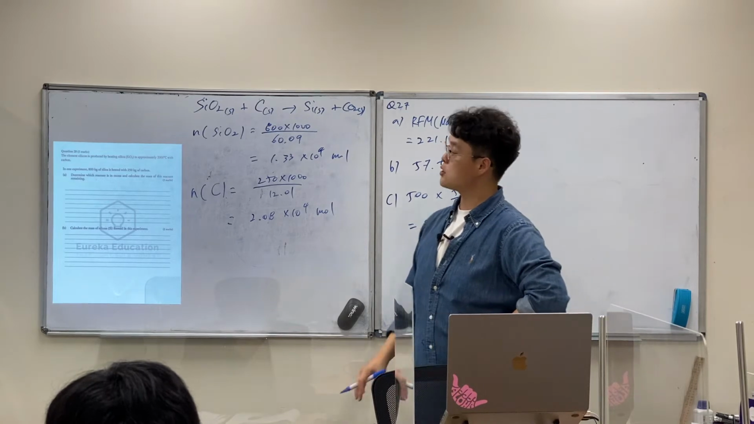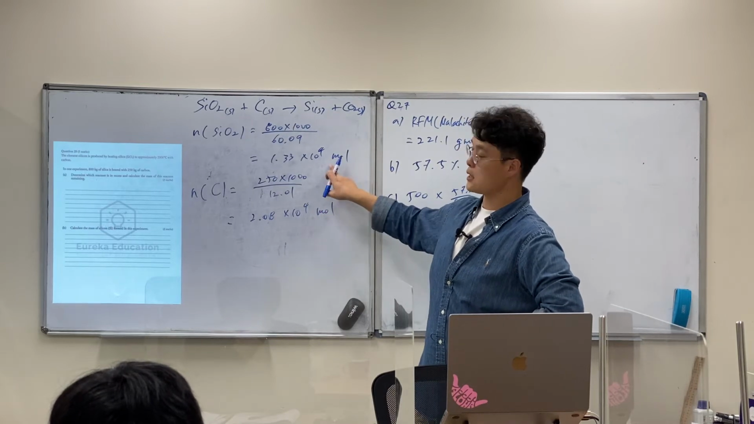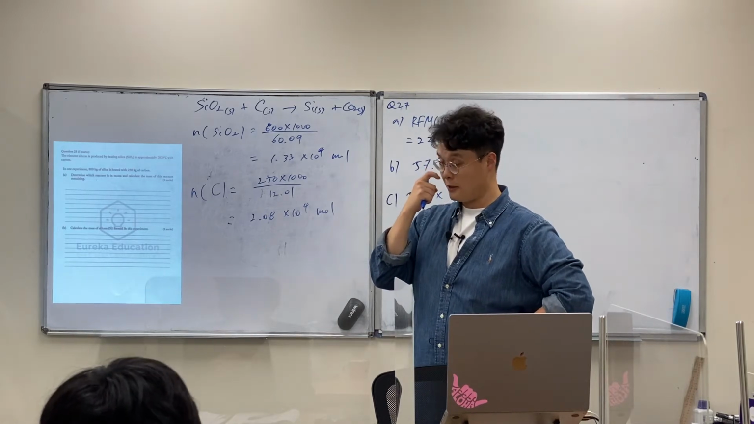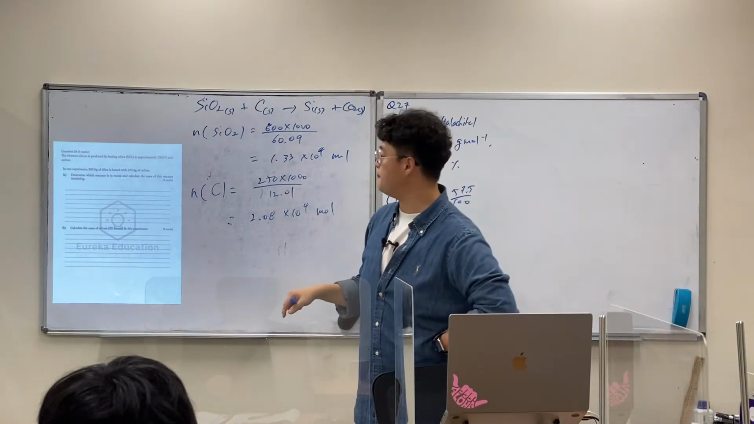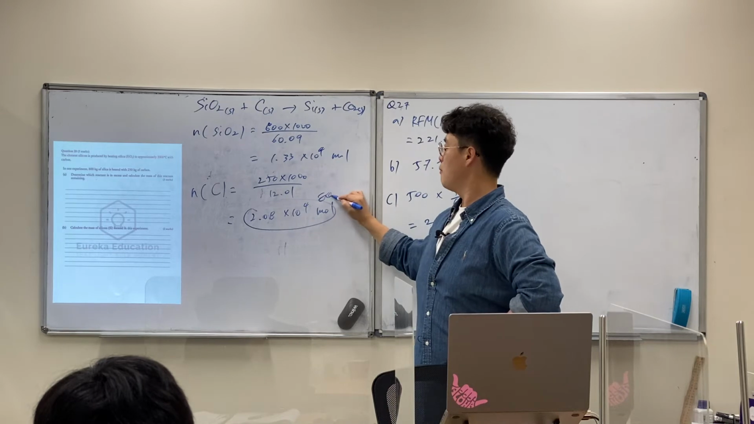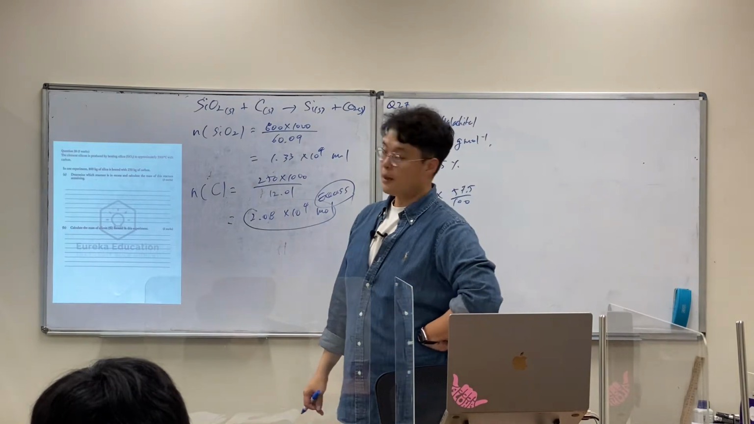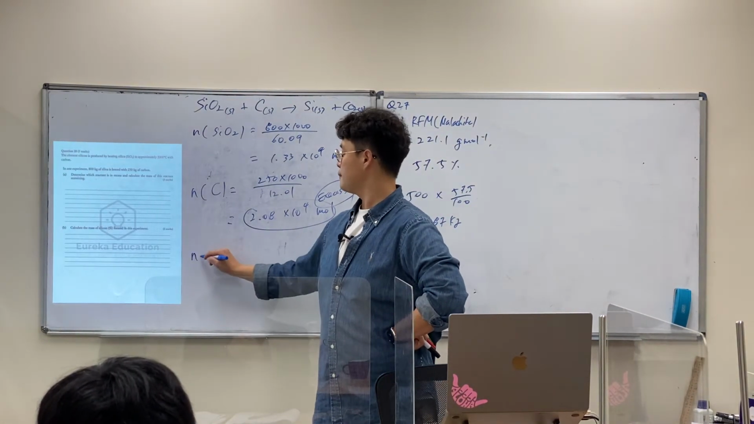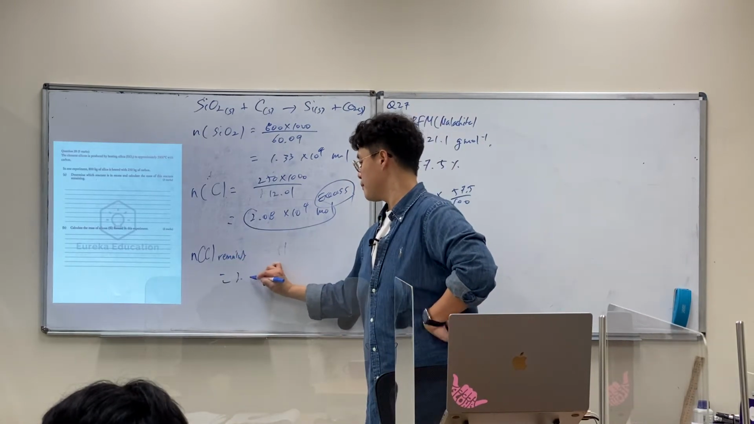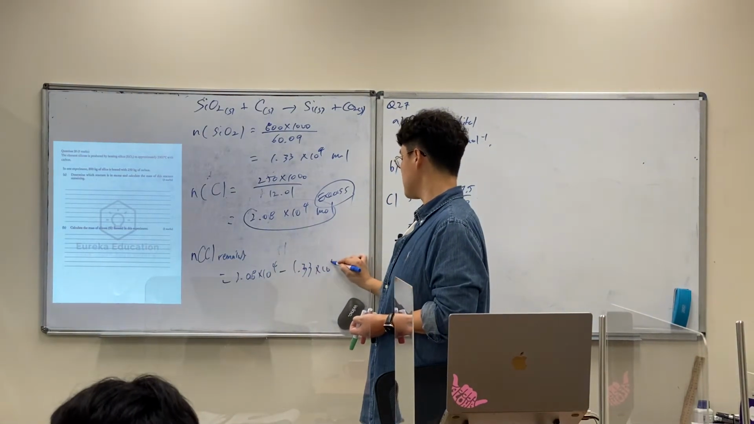As the molar ratio is 1 to 1, we can determine which is more. We have more carbon than silicon, so the silica is the limiting reactant and carbon is in excess. Then the number of moles remaining would be 2.08 times 10 to the power 4 minus 1.33 times 10 to the power 4.